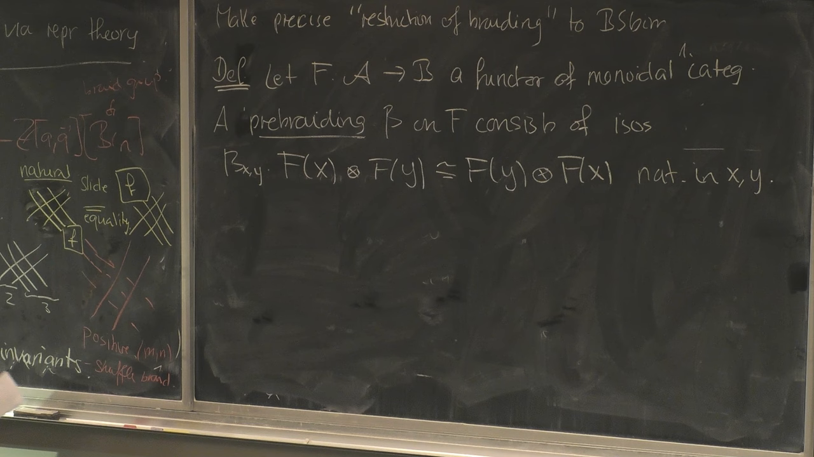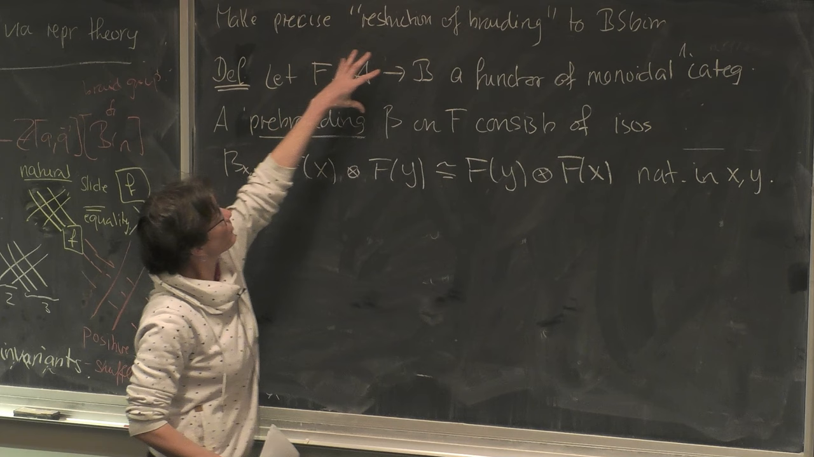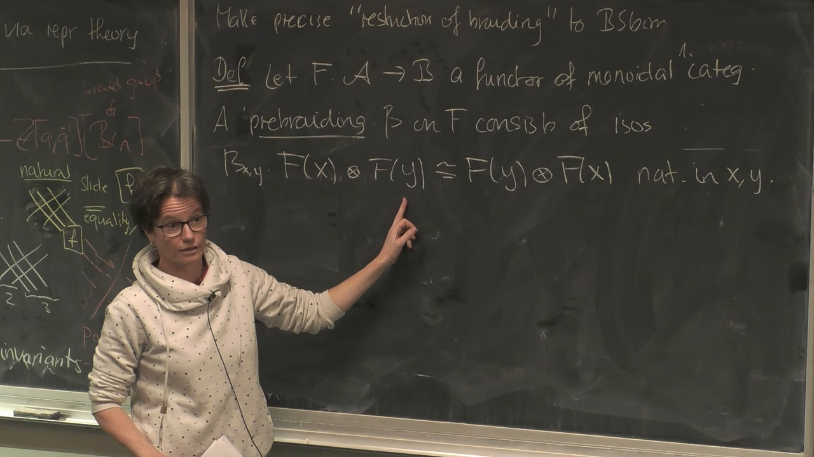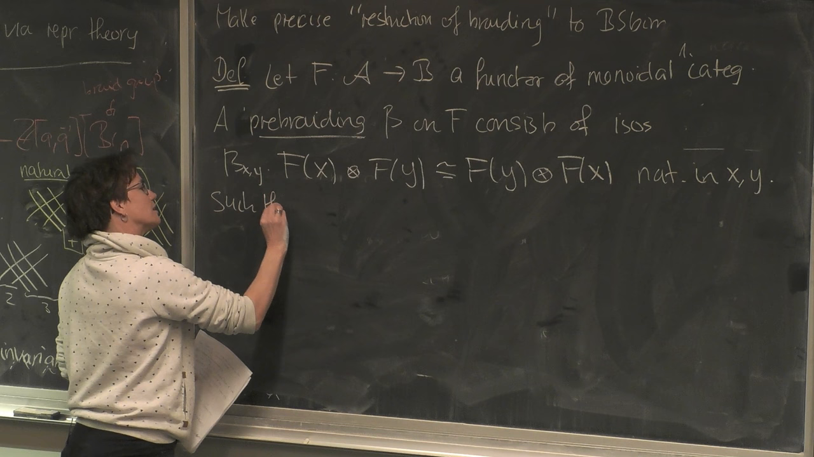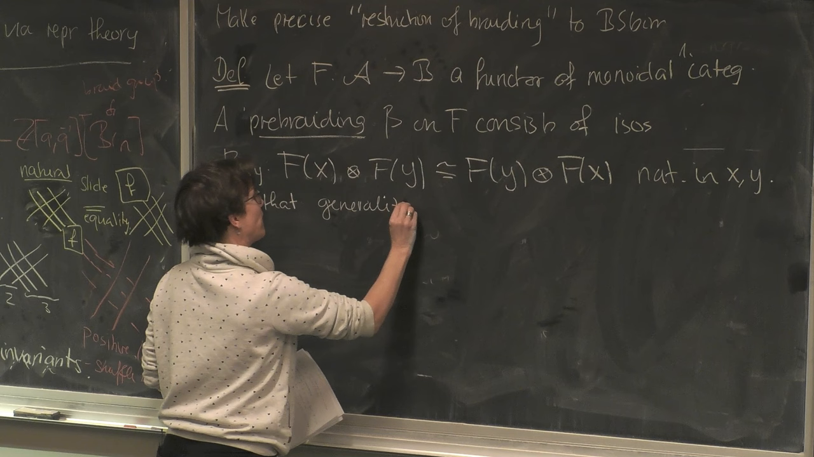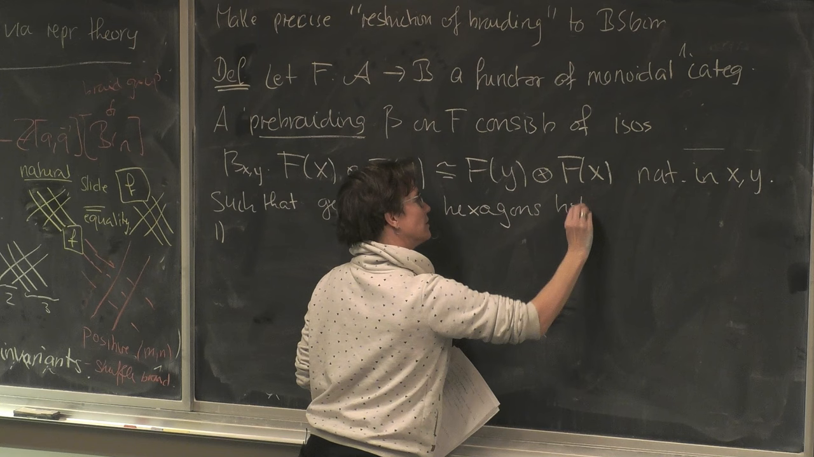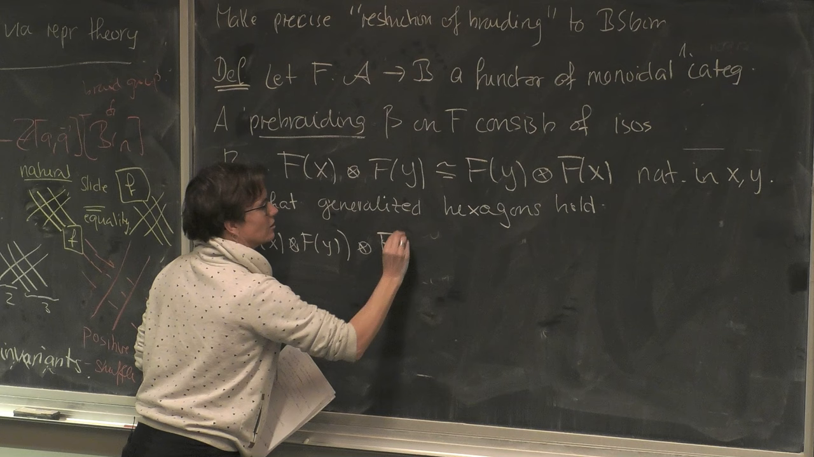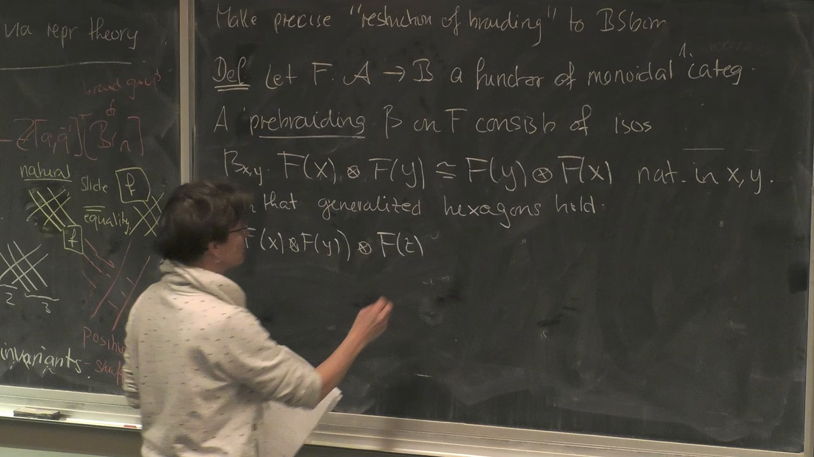So what I want to do is somehow I pretend here I have some kind of braiding, but I only want to say I understand what happens for things which are in the image of this functor. So this is F x, F y. I want to braid them, such that, of course, some coherence conditions hold. So I want two generalized hexagons. So I can take F of x tensor F of y, bracket like this, tensor F of z. And then you have the usual braid, somehow the relations which come in braided monoidal categories.